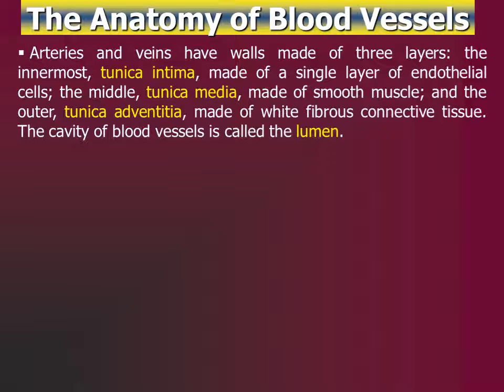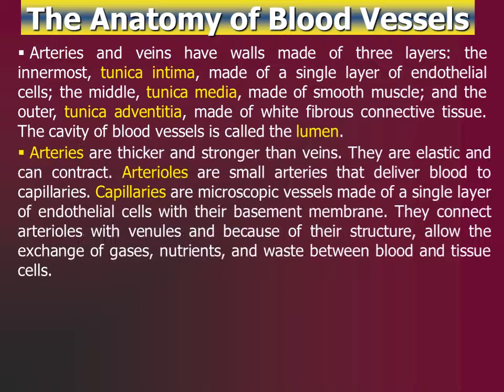The tunica intima is composed of a single layer of endothelial cells. The tunica media is made of smooth muscle, and the tunica adventitia is composed of white fibrous connective tissue. Arteries have walls made of these 3 coats or tunics surrounding the hollow core known as a lumen, through which blood flows. Arteries are thicker and stronger than veins, with 2 major properties: elasticity and contractility.